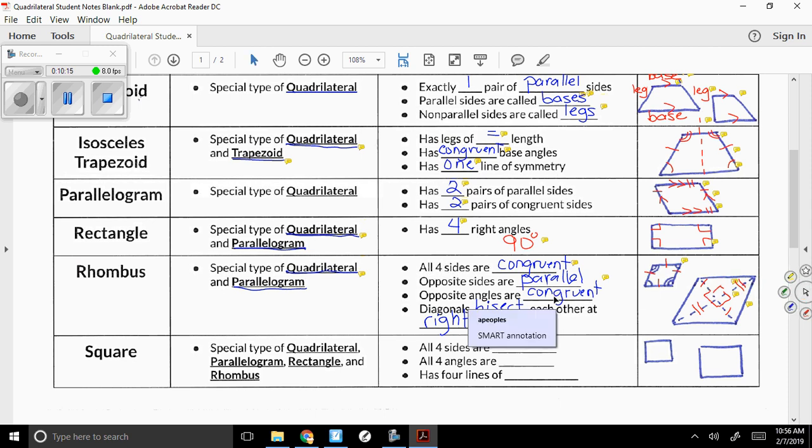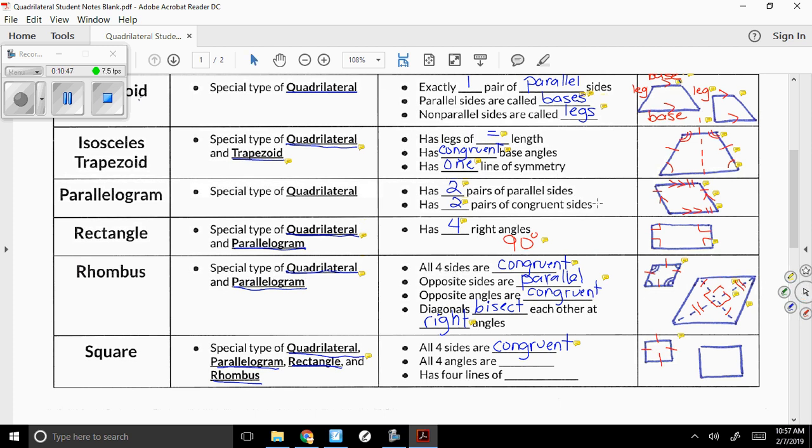All right, next up is a square. Even though it seems like a really simple shape, it has a lot going on. It is a special type of quadrilateral, parallelogram, rectangle, and rhombus. So it is all four of those shapes, but it also has special things about it. All four sides are congruent. So I'm going to go ahead and make a little tally mark in all four sides of this shape on the left.